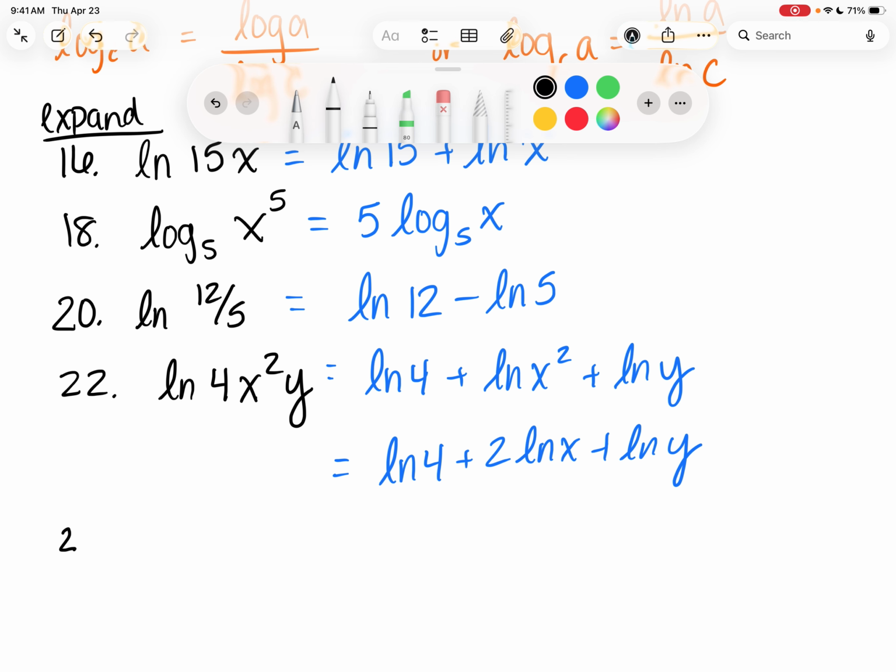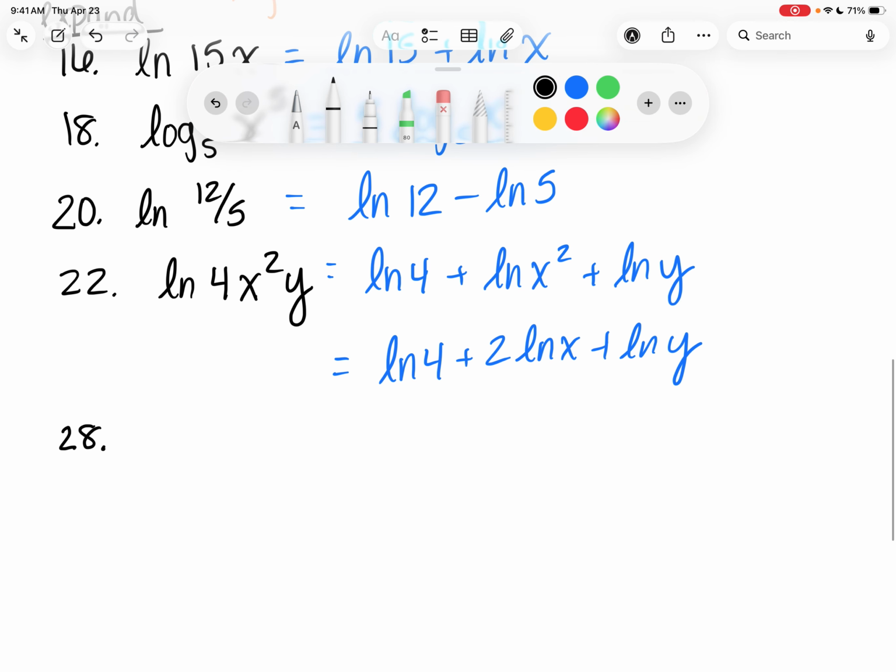28. ln of 6x squared over y to the 4th. All right, so this one, a lot of times if there is a quotient, then I do the quotient part first. As you get better at these, if you get confident and you feel like you can do this whole thing in one step and be done, you don't have to do it in steps, but I'm going to do it in steps for right now.